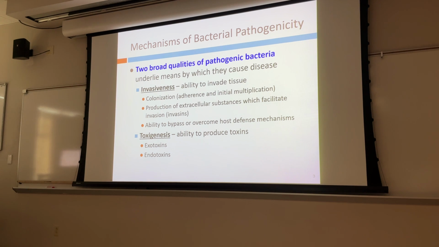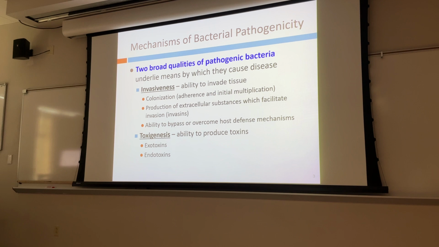Because it can't attach. So there's the ability to colonize, and the ability to produce extracellular substances that facilitate invasion. Oftentimes, there are many examples where these proteins are called invasins. Different bacteria will make different virulence factors that allow them to get into your tissue. So some bacteria might make a collagenase, which breaks down collagen. Some might make a hyaluronidase, which breaks down hyaluronic acid. Different ways to get in between your cells or through your cells to invade.